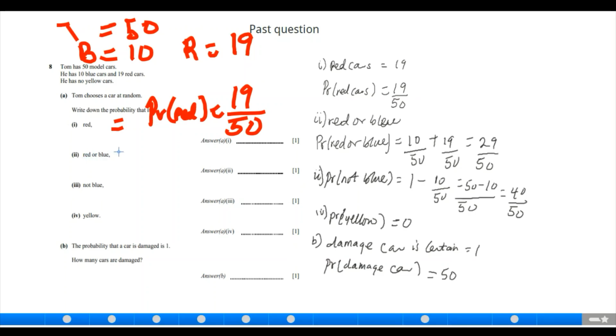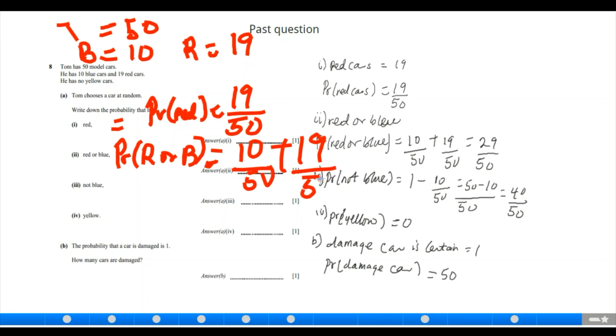Okay, they now ask what is the probability that it is not red and not blue. So Tom does not know the color that he actually picked. So we have it to be either red or blue. That is going to be the probability of red divided by the total number of cars, plus the probability of blue divided by the total number of cars. That is 10 over 50 plus 19 divided by 50. Since we have a common denominator, remember when we were dealing with LCM, it is 50. So that is going to be 10 plus 19, which gives 29. So we have 29 over 50.